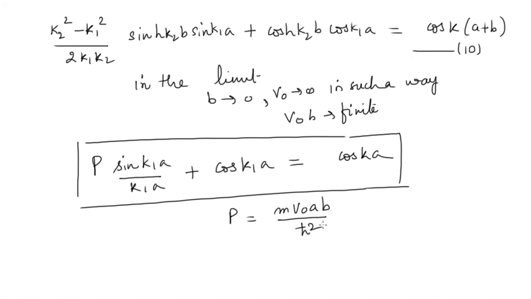There is a very important point to note here. P contains v0 into b, and that represents the barrier strength. v0b is finite, barrier strength. This is a very beautiful simple equation, and we can understand a lot of physics from this equation. You see, the left hand side is a function of k1a, and on the right hand side, k is an index to label the solution. I'll stop here, and in the next lecture we will see the beautiful physics which comes out from this equation. Okay, thank you.